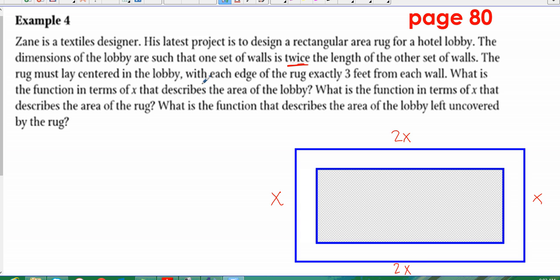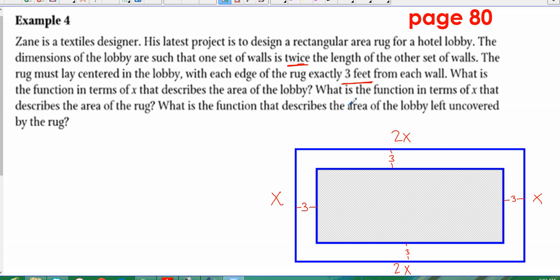In the middle of the paragraph here, it says, with each edge of the rectangle exactly 3 feet from each wall. So this rug is exactly 3 feet from the wall. So that means this distance right here is 3 feet. This distance right here is 3 feet as well. And all the way around, we have a distance of 3 feet that the rug is from the lobby walls.